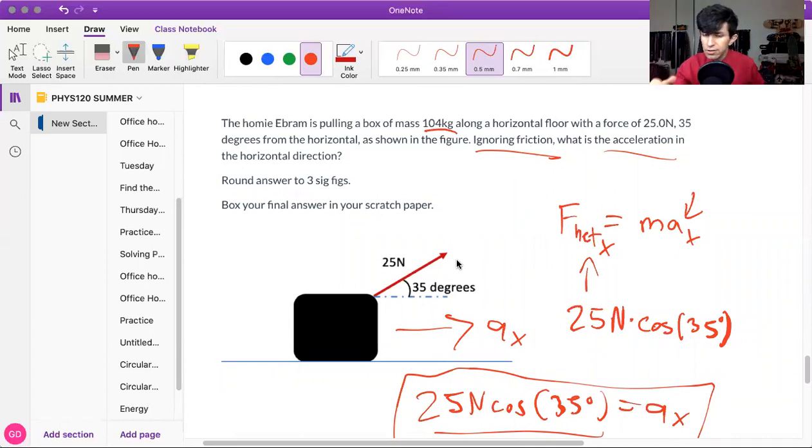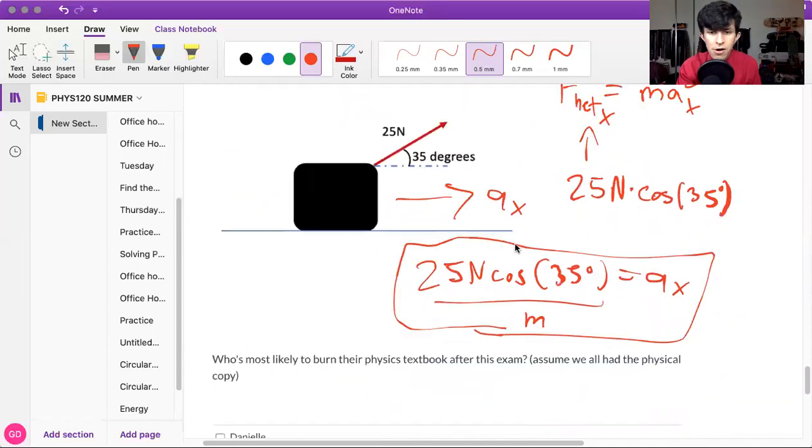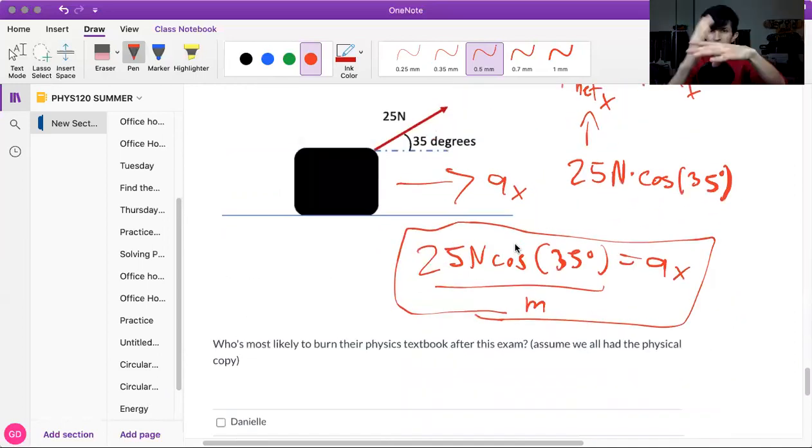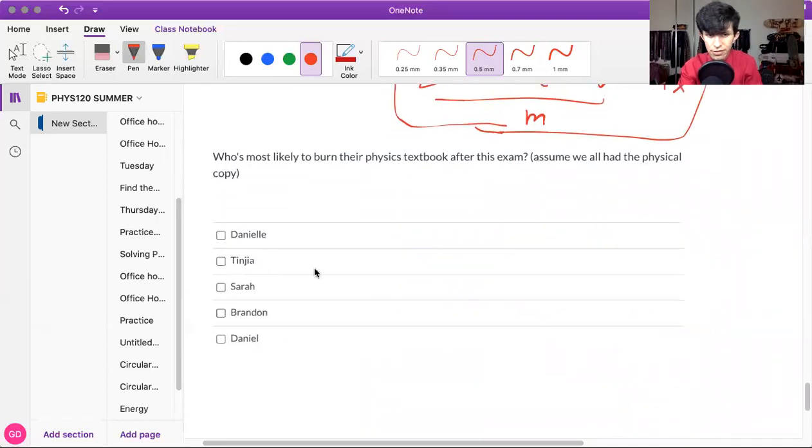So you only have to get the x component, and then you use Newton's first law, which is right here, and you can solve for it, instead of having to focus on two dimensions, which takes more effort. And then this last problem, definitely the hardest.